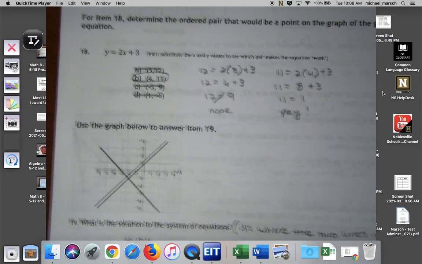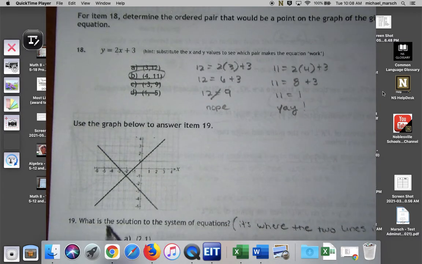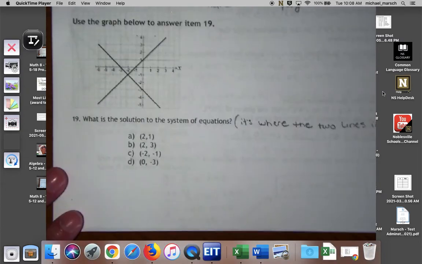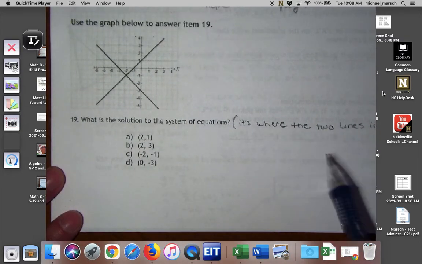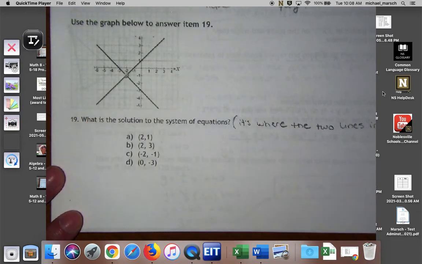All right. Number 19, which is the solution to the system of equations. I gave you the hint. It's where the 2 lines intersect. So we're talking about this point right here, which happens to be -2, -1.